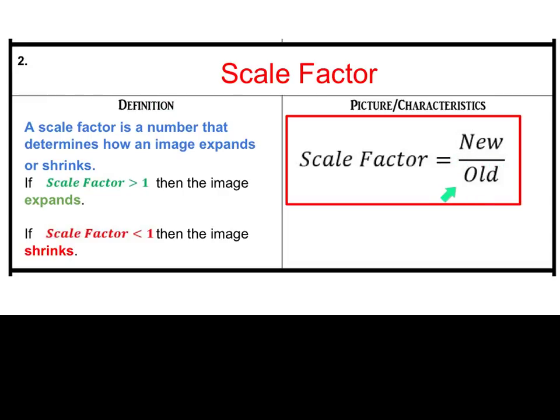It's new over old. So new would be your prime, like triangle A prime, and old would be triangle A. So this would be the image, and this would be the pre-image. So one way I like to remember it is no, new over old. No, Ms. Reams, I don't want to do dilations. Too bad you have to. So no. New over old. Scale factor, new over old. Just remember no. Okay, let's try some.